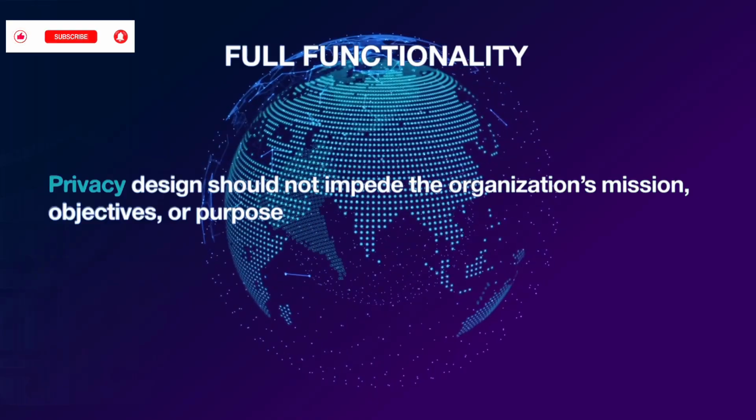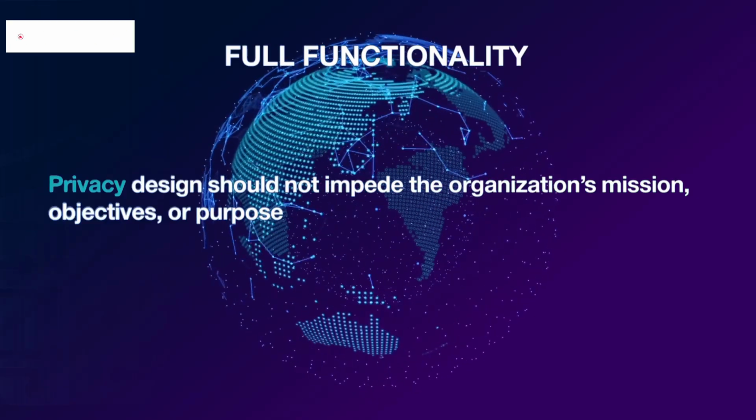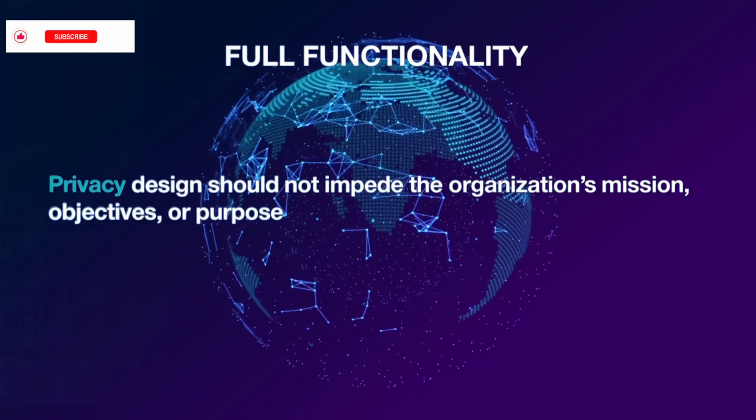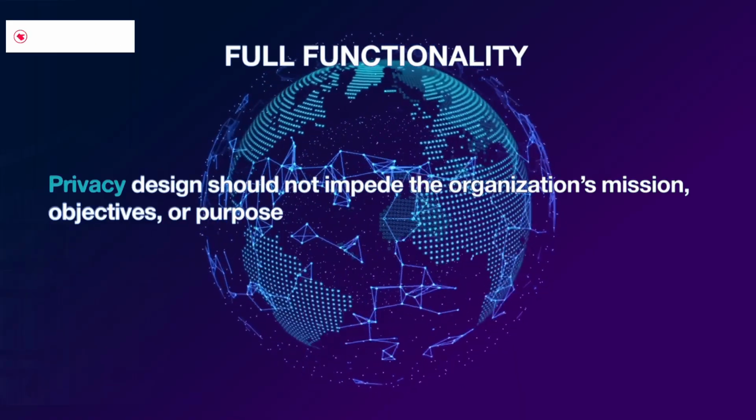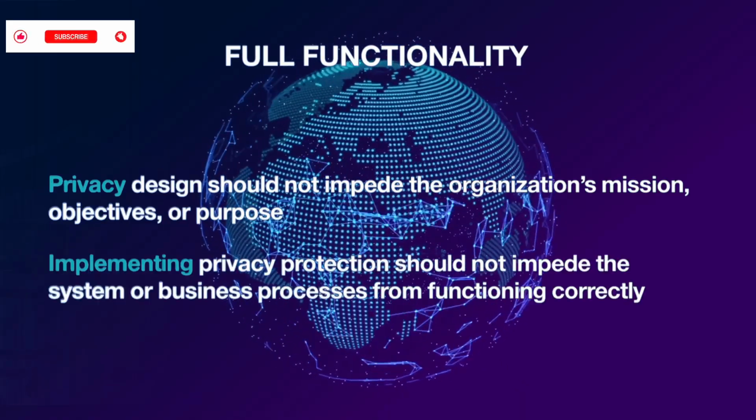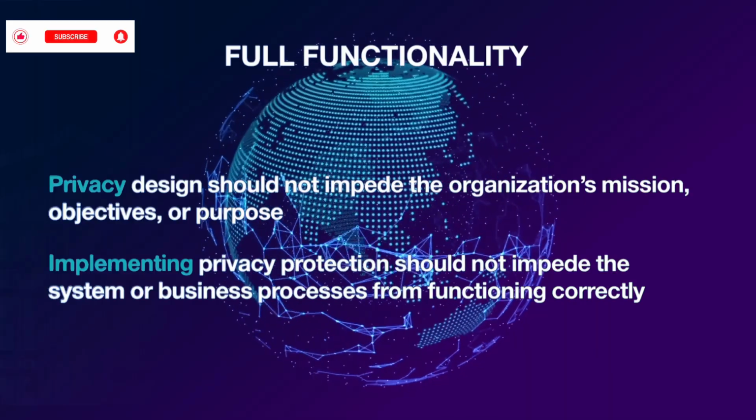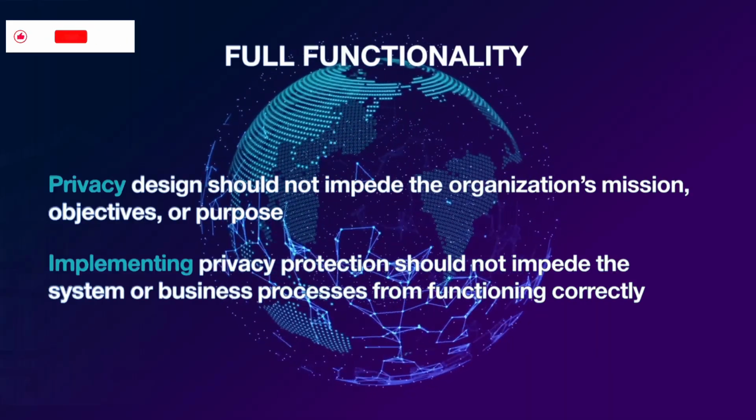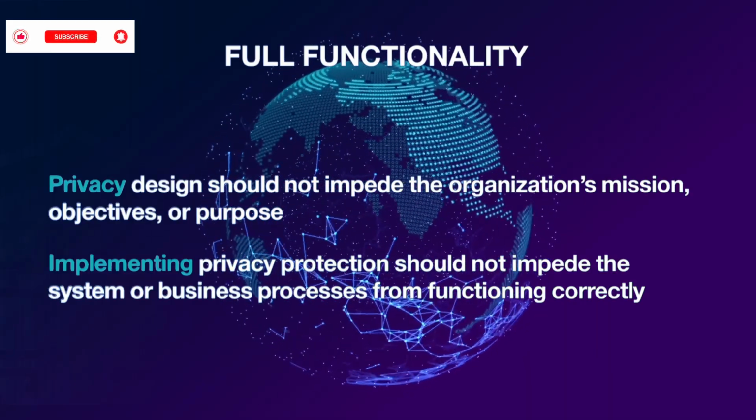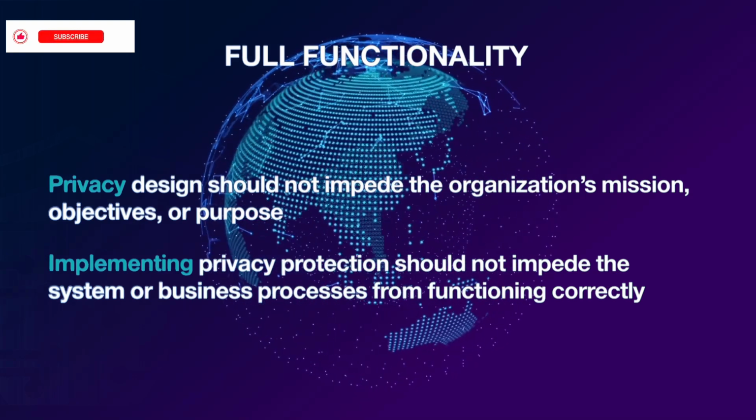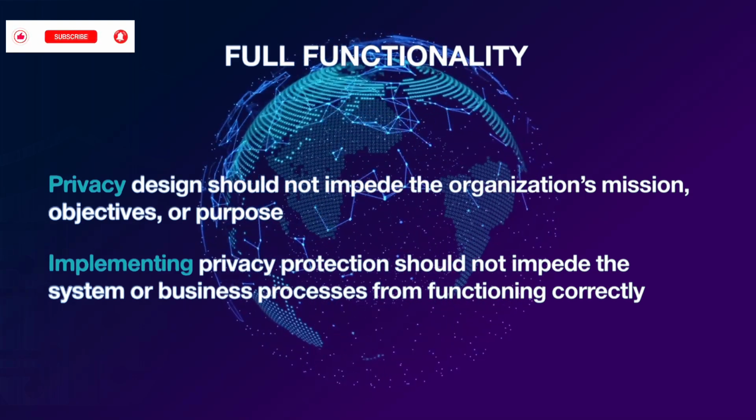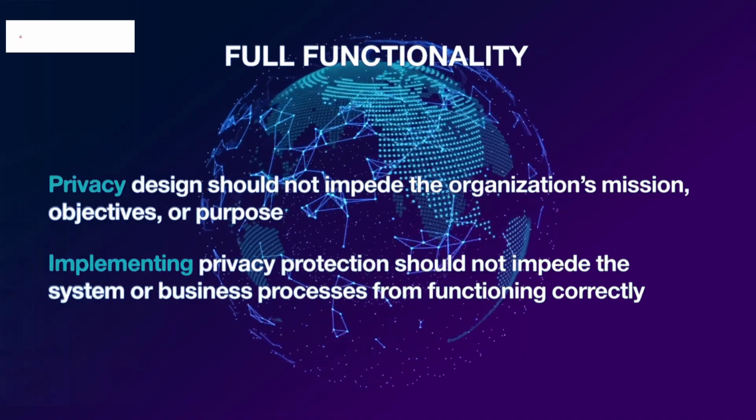Full functionality is all about privacy design that should not impede the organization's mission, objective or purposes. It means that we are implementing privacy protection throughout the entire scope of technology, using our full functionality to perform all of our privacy protection needs. But we do not want that to impact the organization's mission, the objective or any business processes.